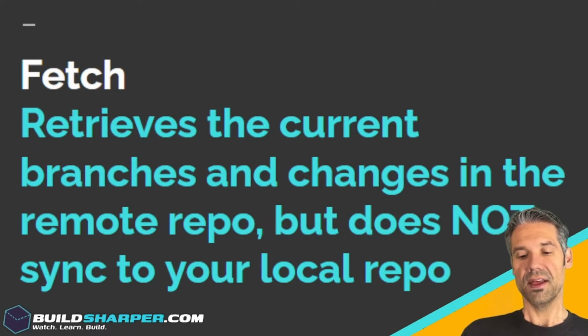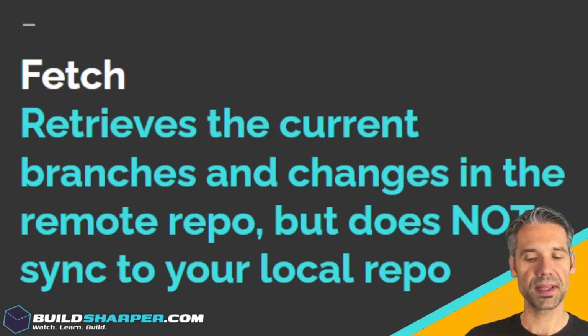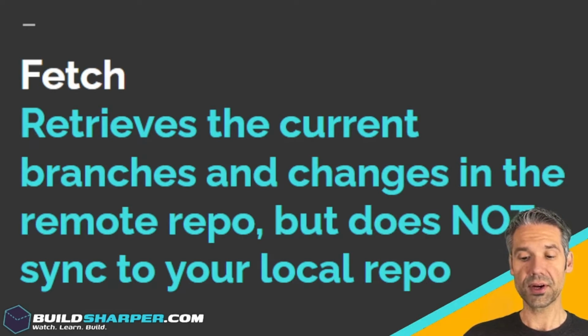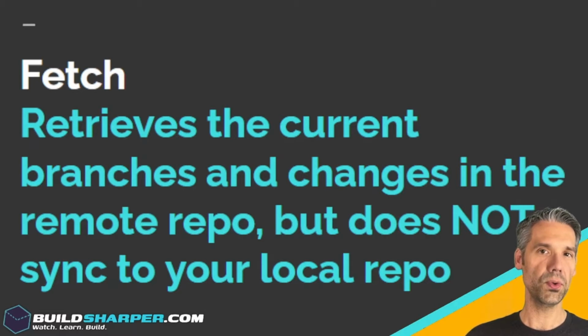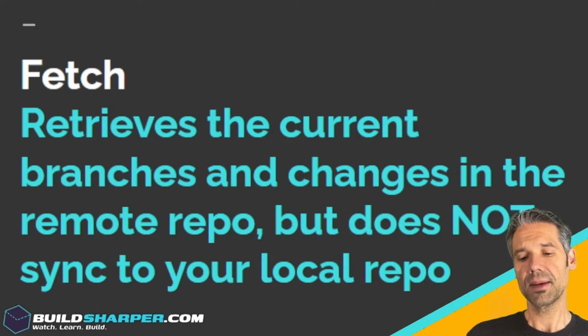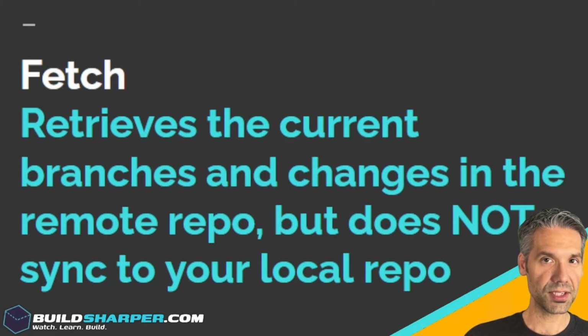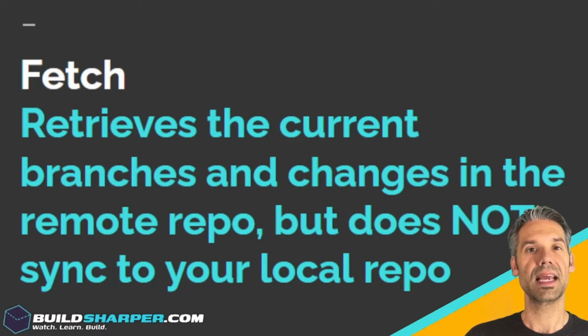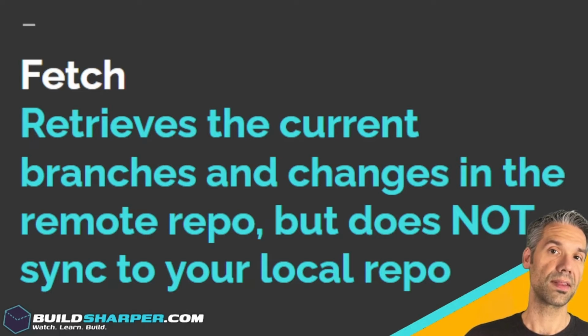Next is a fetch. This one kind of confused me when I first got started with Git, but essentially this is where you retrieve the current branches and changes in the remote repo, but you're not actually syncing the code down to your local. It just simply gives you a view of here's everything that's going on in the repo up on the server. So this can come in handy when you need to maybe check out a certain branch. Maybe somebody does a pull request, which we'll get to. They do a pull request and want you to review their code, and it's on some remote branch up on the server. So you would use a fetch to get that list of branches, and then you could check out that specific branch to go look at that code. Okay?